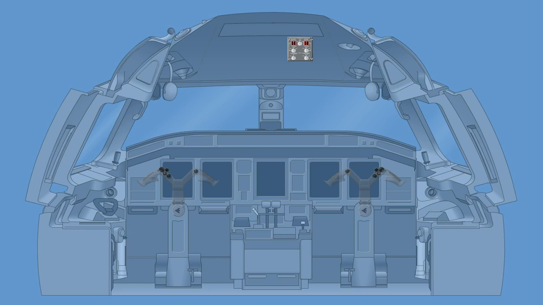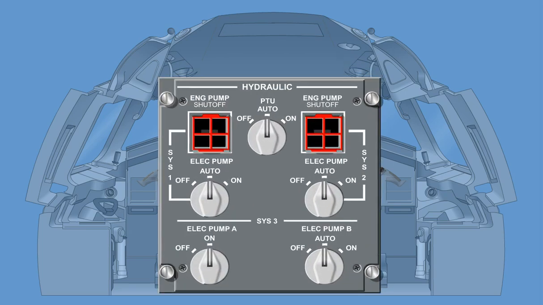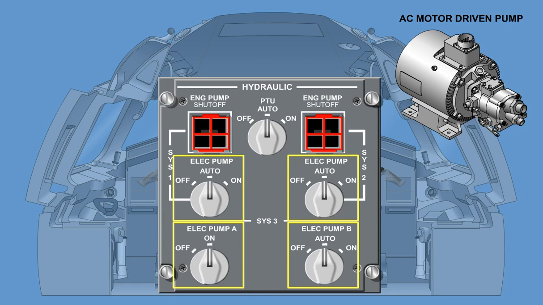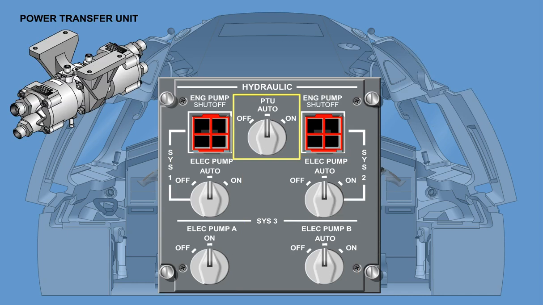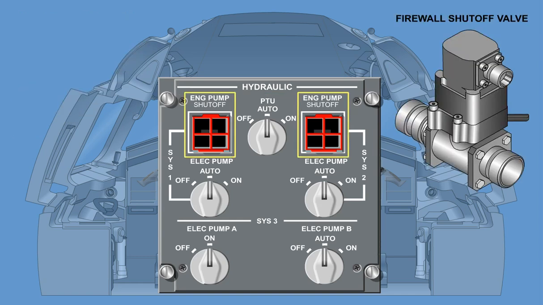Control of the hydraulic system is performed using the hydraulic control panel, located in the cockpit overhead panel. The 4 AC motor-driven pumps, ACMPs, and the power transfer unit, PTU, can be selected by the flight crew using rotary-style control switches, whereas the Firewall Shutoff valve is controlled by a guarded push-type switch.